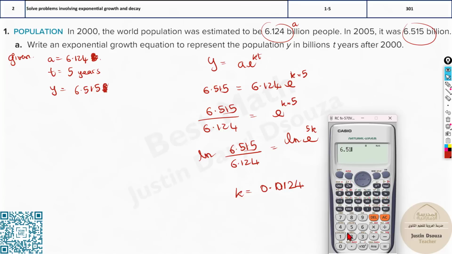Now one thing, it will take time for your calculator to solve. It might take up to 20 seconds. So once you press shift and solve and equal to, wait for it. So let me show you over here.